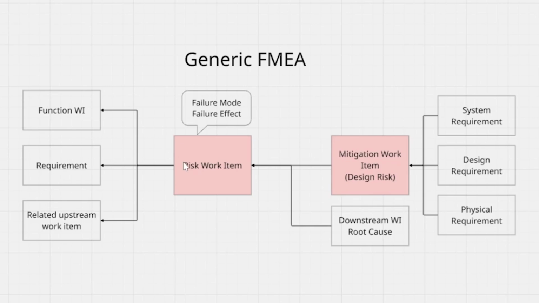So parents of the risk work item are going to be functions, requirements. This is generically how it works, or other upstream work items. We can show those in the report. And also the mitigation are children of the risk work item. We specify what that is, and in this case, it's going to be what we're going to call a design risk. And we can also have downstream work items to the risk work item, and one of those is going to be defined in this particular example as a root cause. So anything can be connected to the mitigation work item. And so what we're going to have there are going to be system requirements, design requirements, and physical requirements, depending upon which type of report we're talking about.